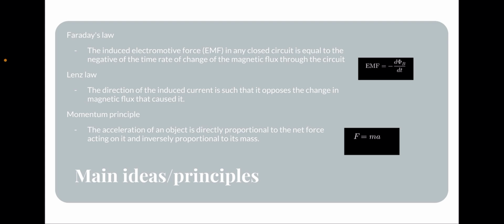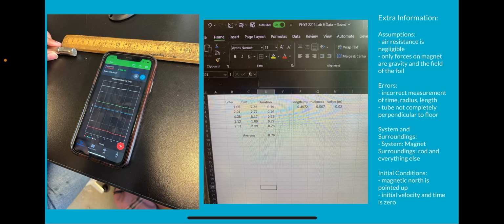Then here are some pictures of our lab. This is what we used to identify the positive and negative end when we dropped the magnet down the tube. And then an overview of some of the simpler results before we calculated the final results.